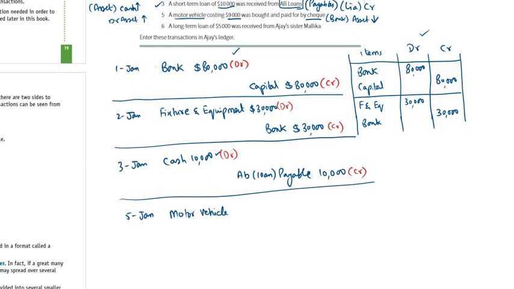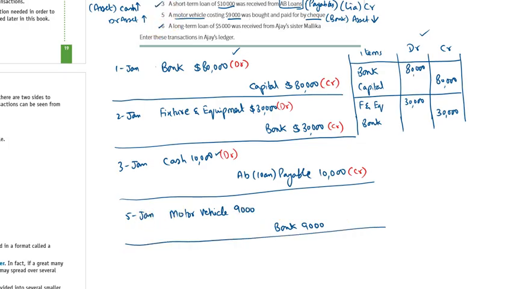So motor vehicle debit by $9,000, and payment made by check means bank. So bank will decrease, bank will be credited by $9,000. This will be the double entry record on 5th January.